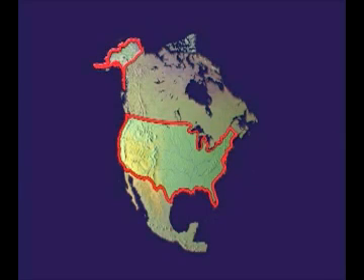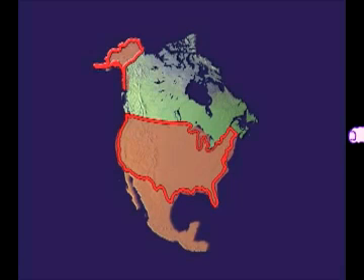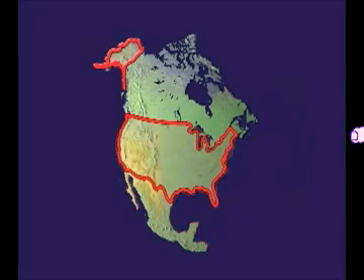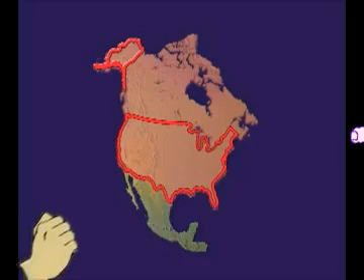This line is a border. It shows us where our country begins and ends. The countries that are next to the United States are our neighbors. Just like the people who live next door to you are your neighbors, countries can have neighbors too. Our neighbor to the north is the country Canada, and our neighbor to the south is Mexico.